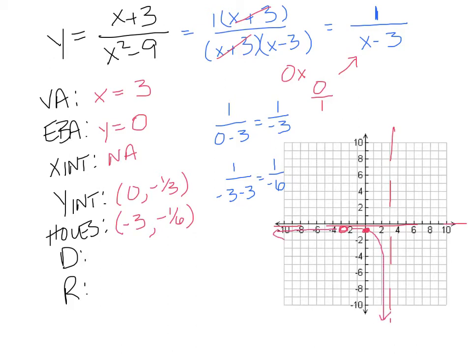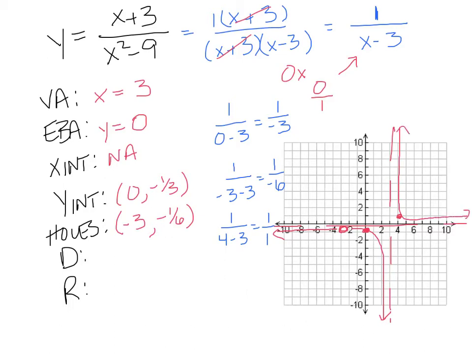Now I need to find the second branch, so I'm going to choose a point on the other side of the vertical asymptote. I'm going to choose 4. So I have 1 over 4 minus 3, which is 1 over 1. That lets me see that I have the point (4, 1) on my graph. I can go ahead and sketch that in.